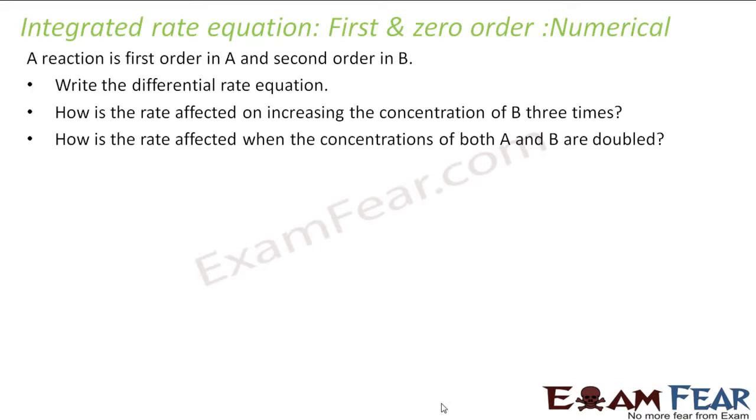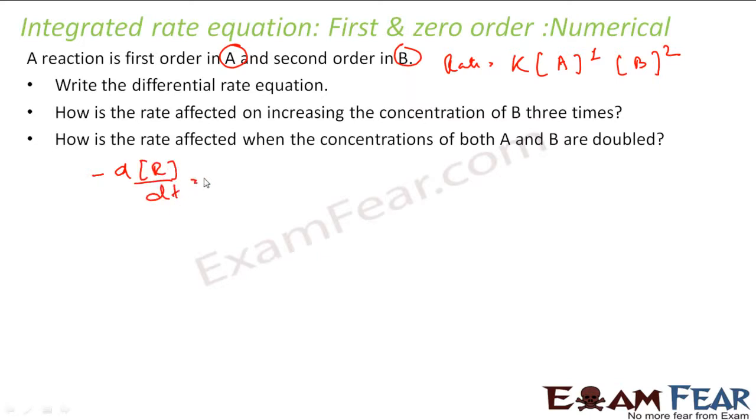The question says a reaction is first order in A, second order in B. That means the rate is nothing but k, first order in A, A to the power 1, second order in B, that is B to the power 2. The question is first find the differential rate equation. So what we wrote is just a rate equation. We'll write the differential rate equation. So instead of rate, I'll write minus dR by dt, and that is nothing but the same value, k A to the power 1 B to the power 2. That is my differential rate equation.